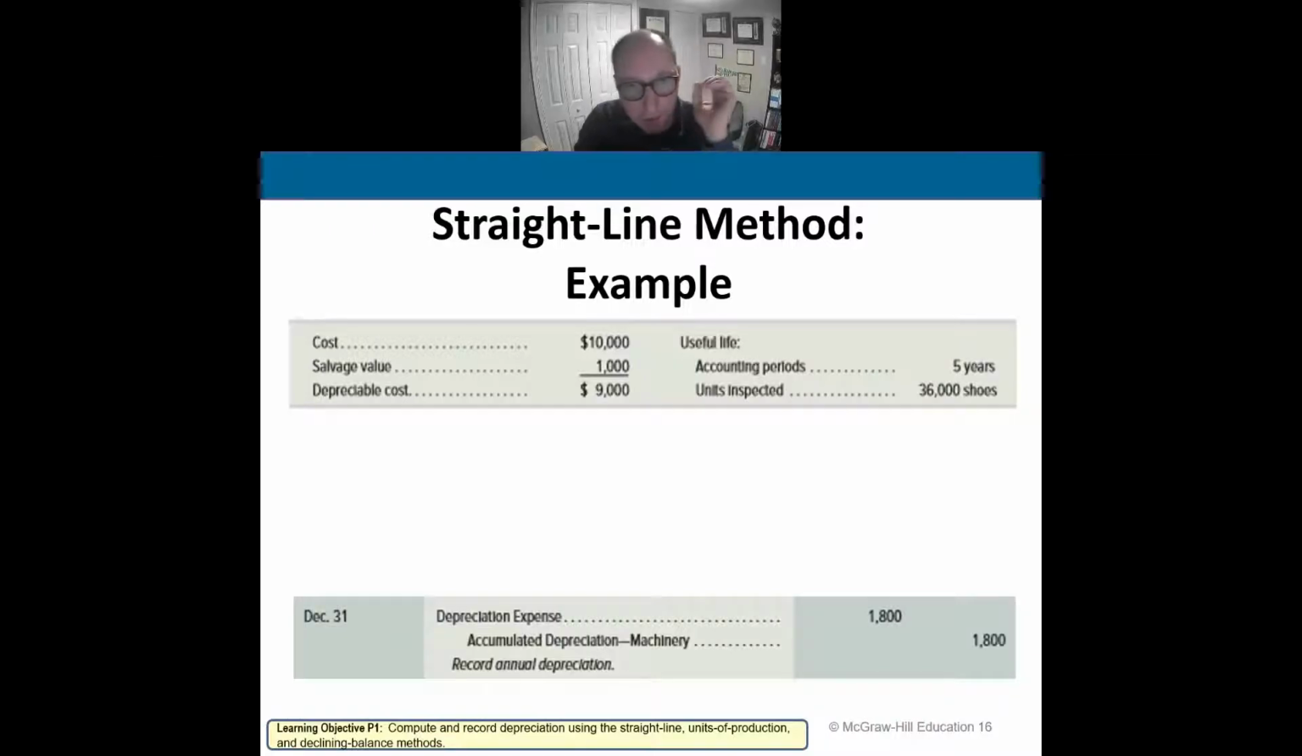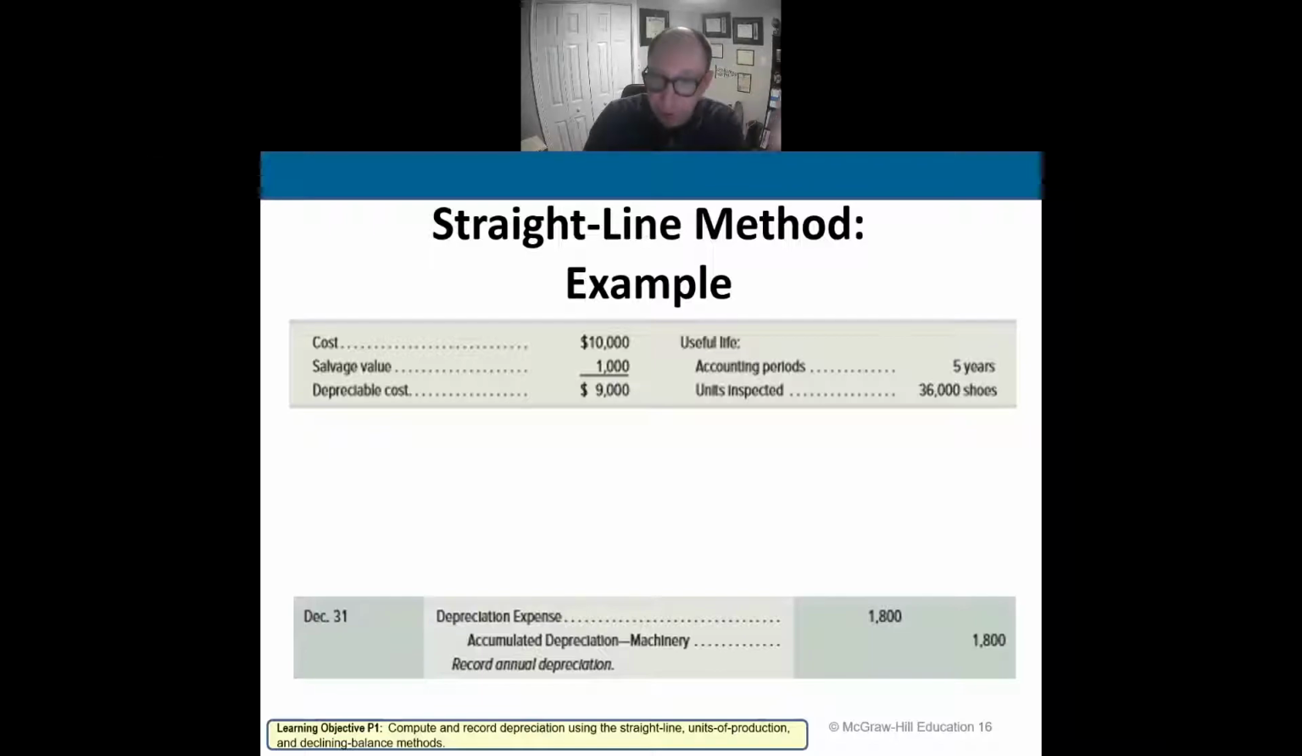Straight line depreciation works like this. We take the acquisition cost, $10,000, minus the salvage value of $1,000, which gives us a total of $9,000 depreciable cost. $9,000 divided by 5 years is $1,800 per year. So at the end of each year, I record an adjusting entry to recognize the depreciation for this piece of machinery. For a total of 5 years, I will debit depreciation expense, $1,800, and credit accumulated depreciation, $1,800.